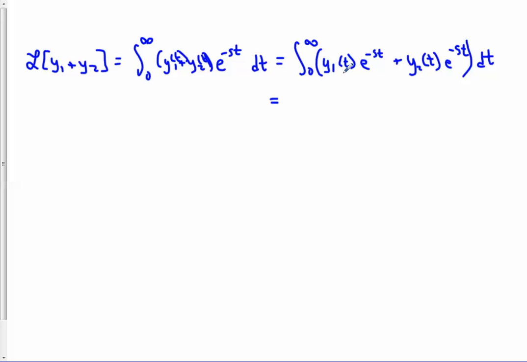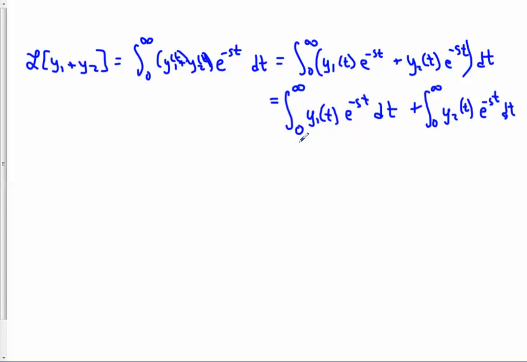And now basically we're just going to rely on the linearity of the integral, which we know from calculus. The integral of two things, we can break that up, as you see. And the first integral is just the Laplace transform of y1, and the second one is the Laplace transform of y2. As I say, that's the first linearity rule. The second linearity rule is the same idea.